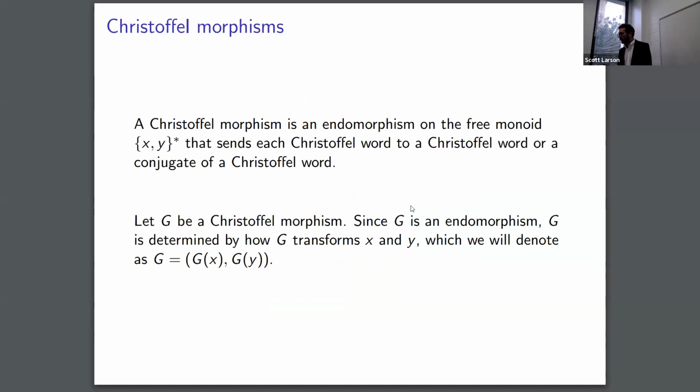Moving on, we have Christoffel morphisms. A Christoffel morphism is an endomorphism on our free monoid. It sends Christoffel words to Christoffel words or conjugates of Christoffel words. And this is our notation for how we define them. Because they're endomorphisms, we can determine any Christoffel morphism based on how it transforms X and Y. So we just denote that like so: G of X, G of Y. See an example of that here.